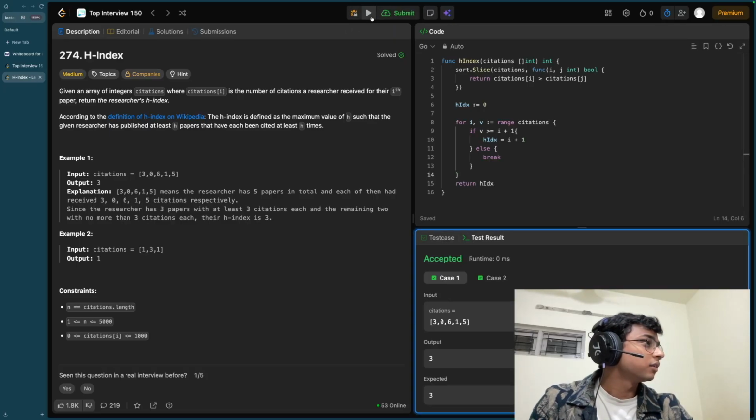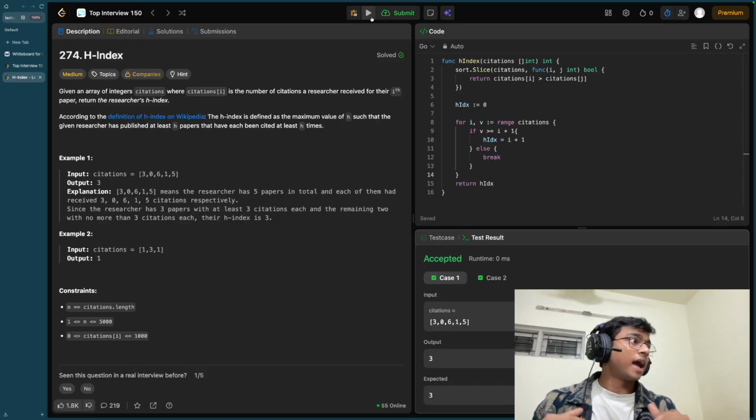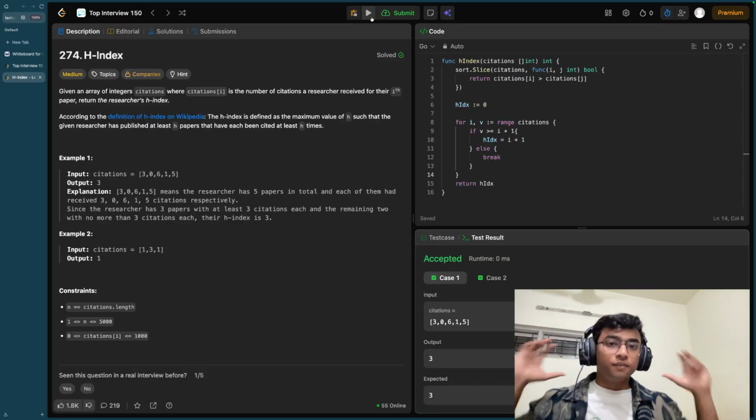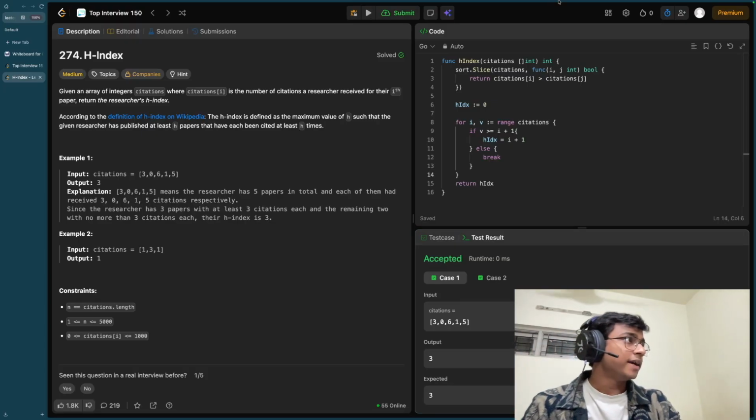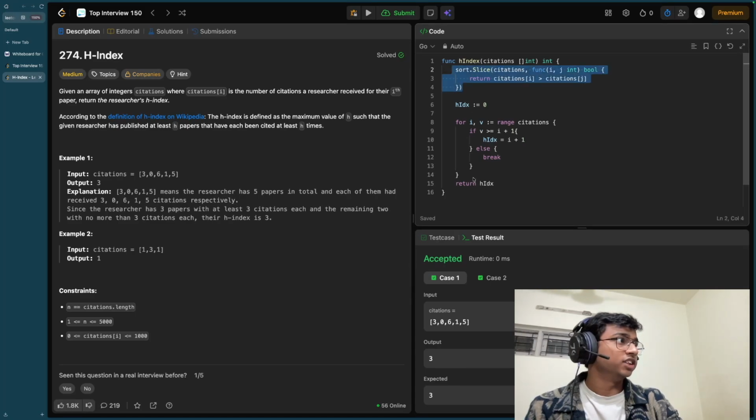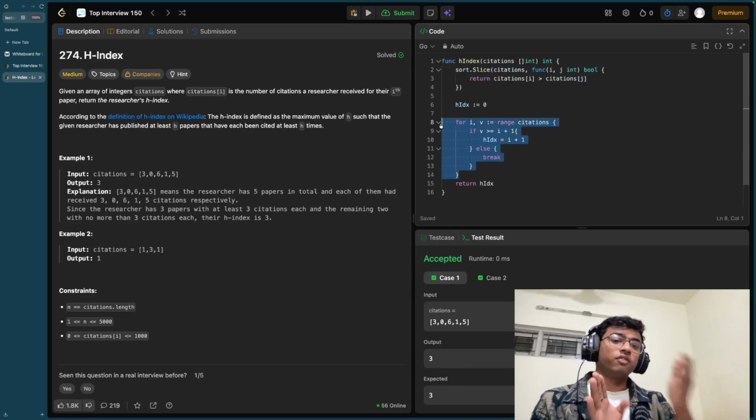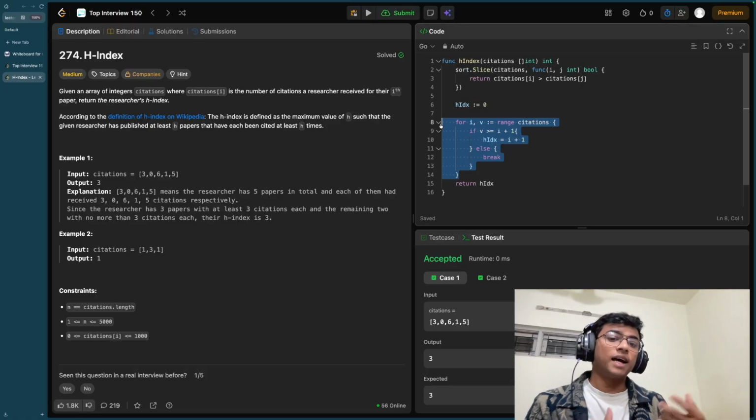And let's see. Cool. So the code is running, and now let's just try submitting it. We are okay with the runtime. We basically sorted the array and then we just iterated it from the 0th index moving forward, so that we always update the h index to the value that satisfies this particular condition. So I hope that made sense after the code.